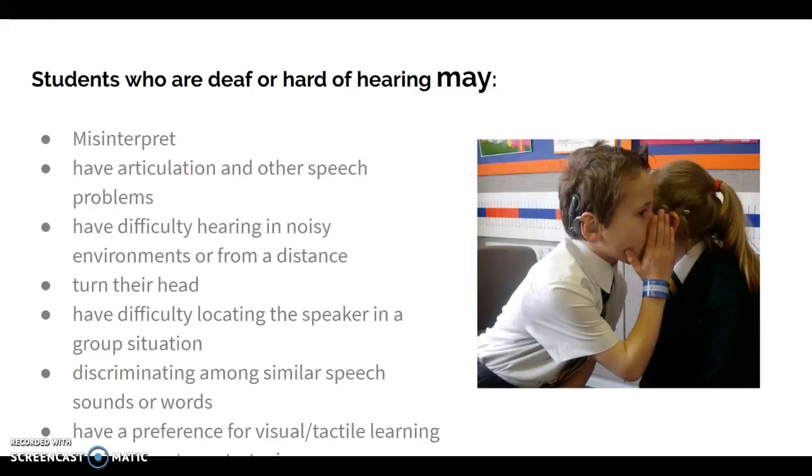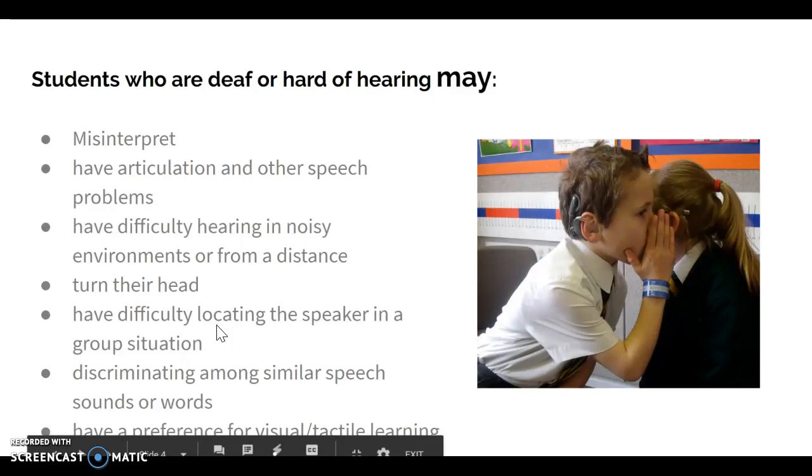The most important thing for you to understand is that they will have difficulty hearing in any noise. Even when your classroom is quiet, there will be papers rustling, students chatting quietly, pencils moving, chairs moving. This can be very difficult for your student to hear or concentrate. So we will talk about some assistive technology that will help that. We talked about discriminating among similar speech sounds or words.